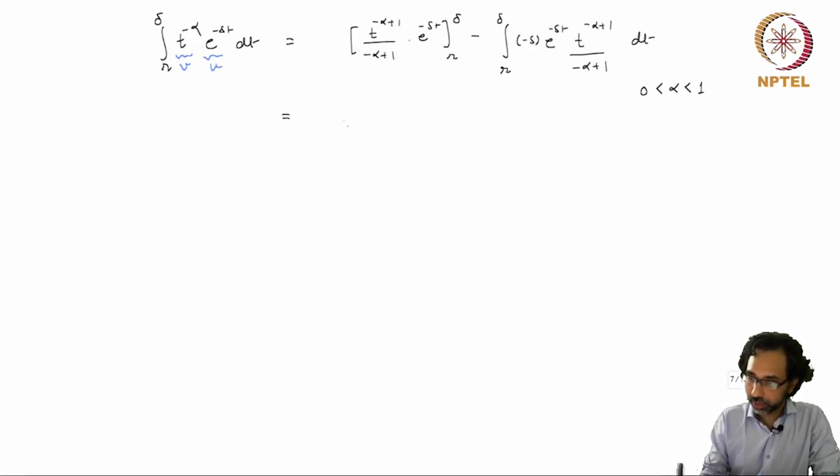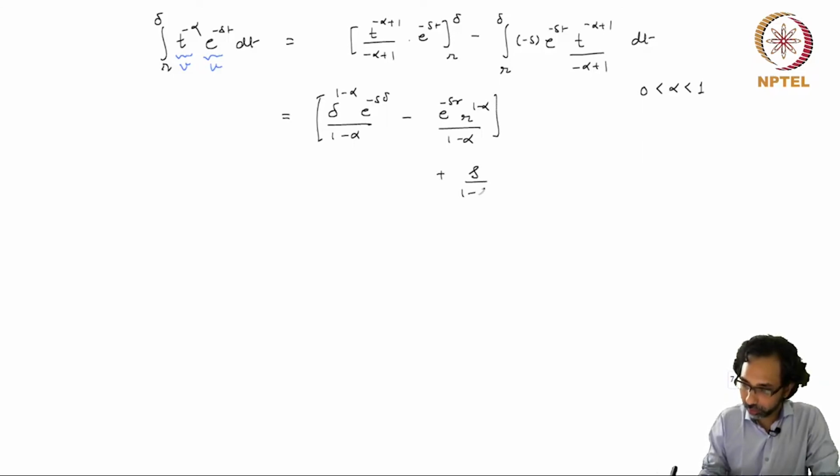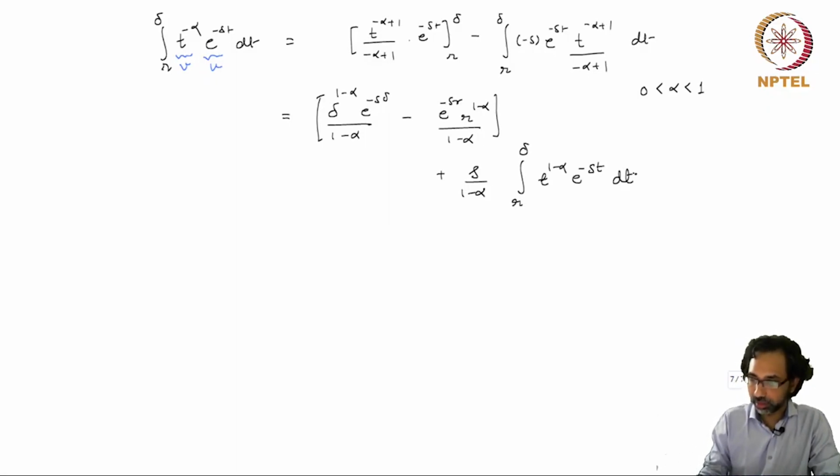So now we can simply write this out. We will get delta to the power 1 minus alpha, so this is a positive power of delta, times exponential minus s delta over 1 minus alpha, minus exponential minus sr times r to the power 1 minus alpha over 1 minus alpha. So this is the first term, and the second term we get is s by 1 minus alpha times the integral r to delta of t to the power 1 minus alpha exponential minus st dt.